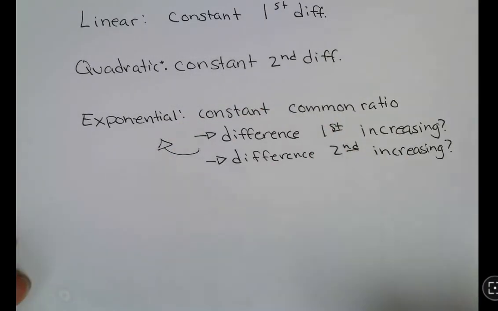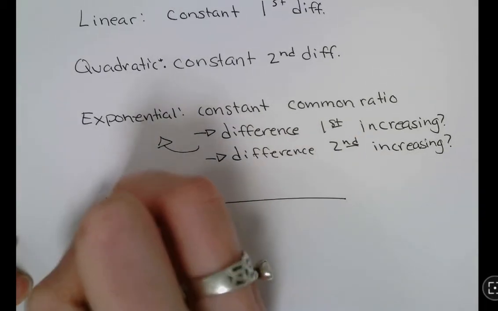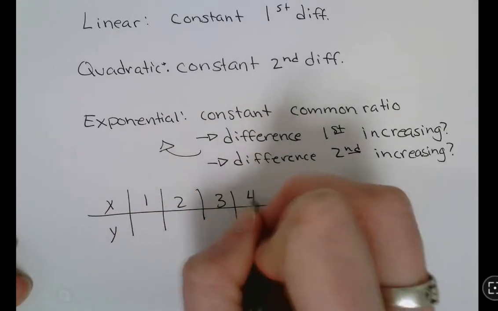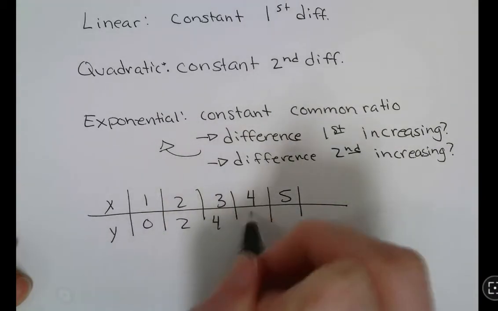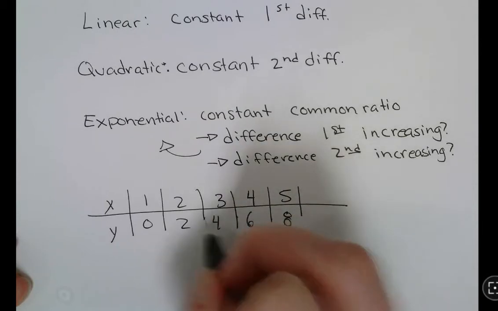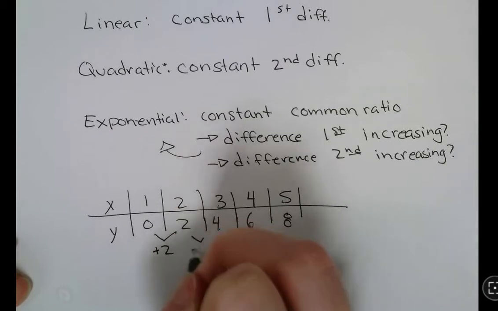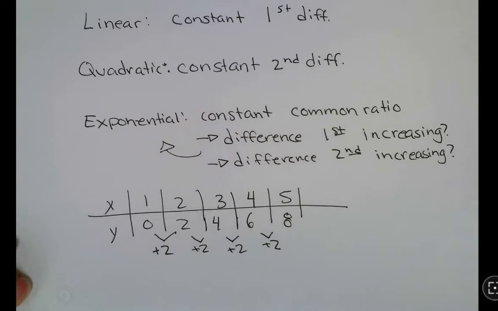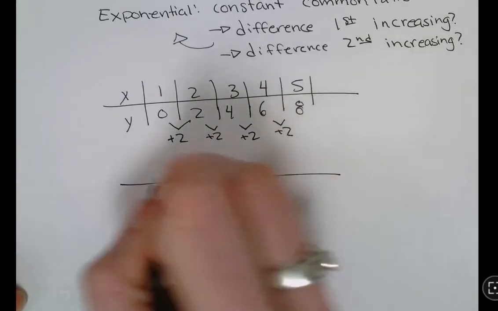So what that's going to look like in real life data, so for linear, I have x values, y values, these are just going up by 1. But say I have like 0, 2, 4, 6, 8. We can pretty easily see this pattern. I went up by 2. That difference was plus 2, plus 2, plus 2, plus 2. Our first difference was constant. It was constantly 2.